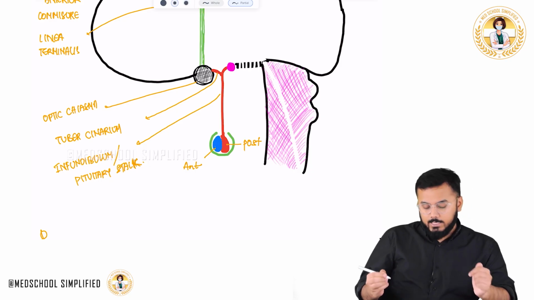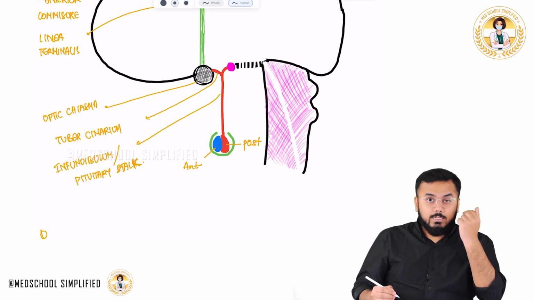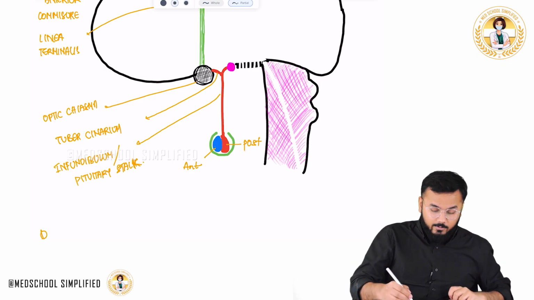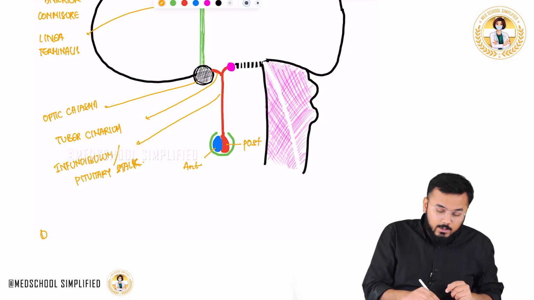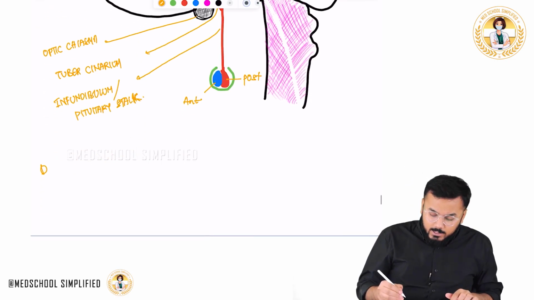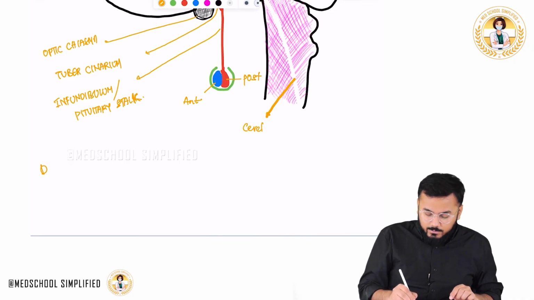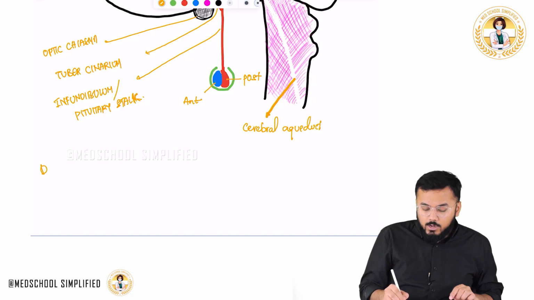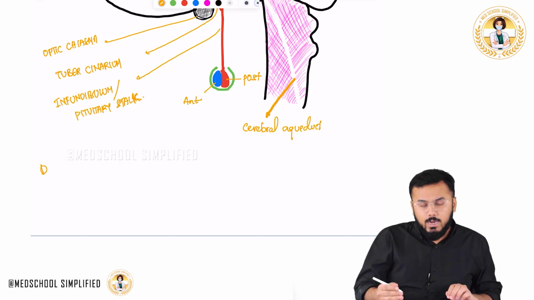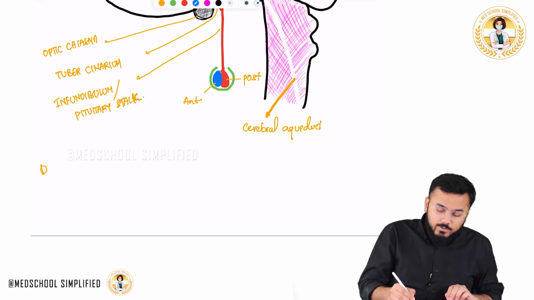You see this cavity in the center? The cavity that is present in the center is called the cerebral aqueduct. One important point you need to understand here is that this cavity in the center is your cerebral aqueduct.